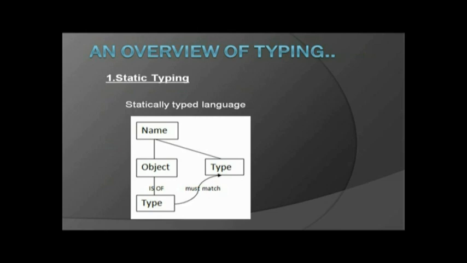Let's take an overview of both statically and dynamically typed languages. First one is static typing. The following diagram is a description of one of the ways these terms are most commonly used. In a statically typed language, every variable name is bound both to a type and to an object. The binding to an object is optional. If a name is not bound to an object, the name is said to be null.